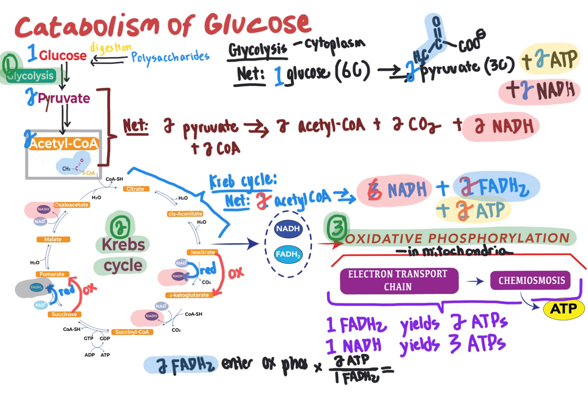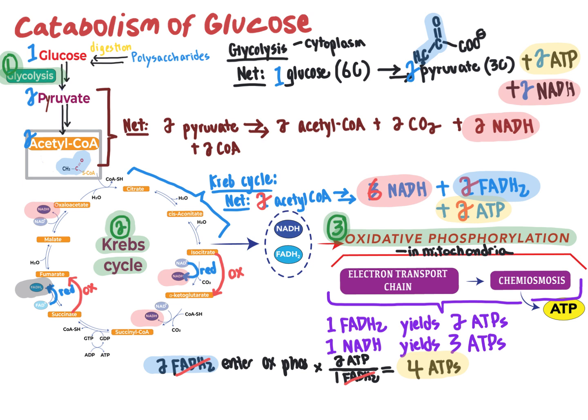Setting this up with ATP in the numerator and FADH2 in the denominator, what that allows us to do is cancel off FADH2 to determine exactly how much ATP we will generate from complete oxidative phosphorylation of our 2 FADH2s. And that turns out to be a grand total of 2 times 2, making 4 ATPs that we would generate from oxidative phosphorylation of FADH2. I'll go ahead and highlight our 4 ATPs in yellow to match the color coding we've been using all along to help us keep track of our ATPs.